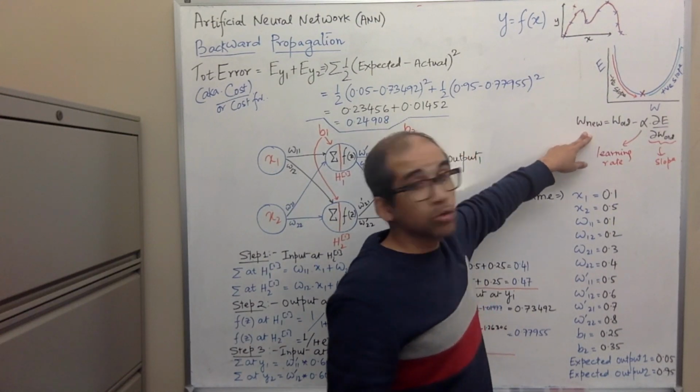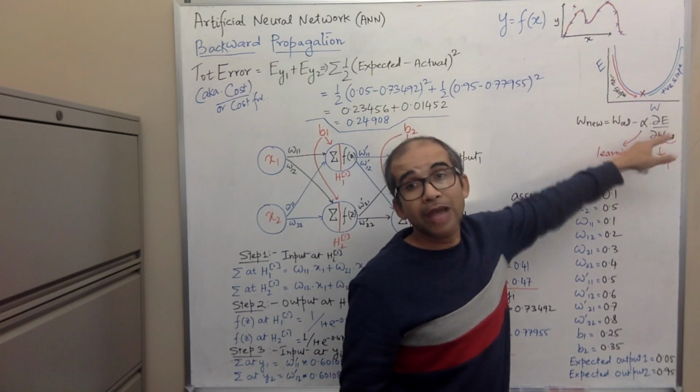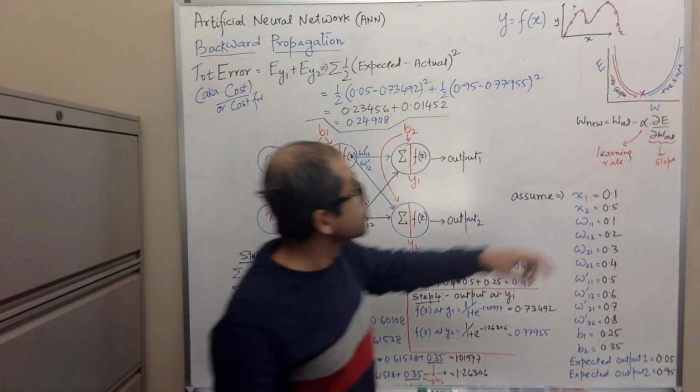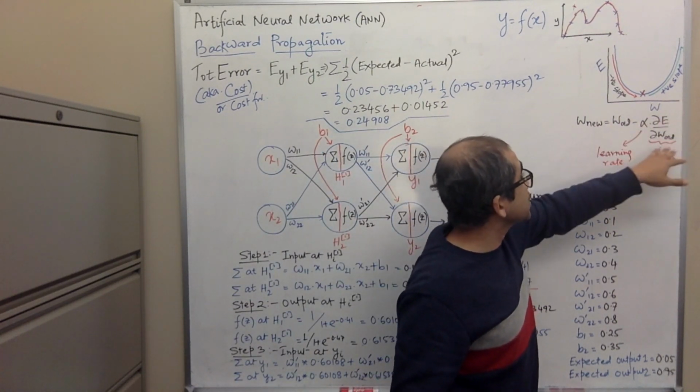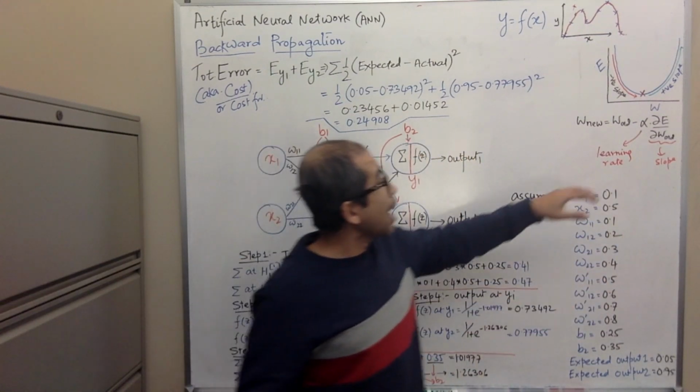You see the w new, the standard formula: the new weight should be the old weight minus alpha times del E by del w old. That means we differentiate, calculate the partial differentiation, and then what is this?